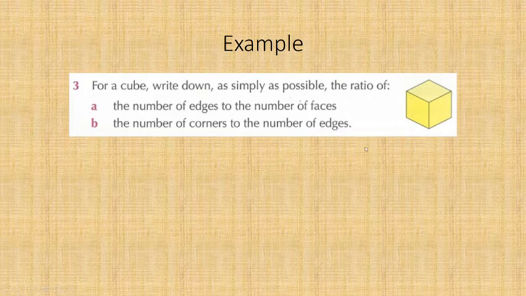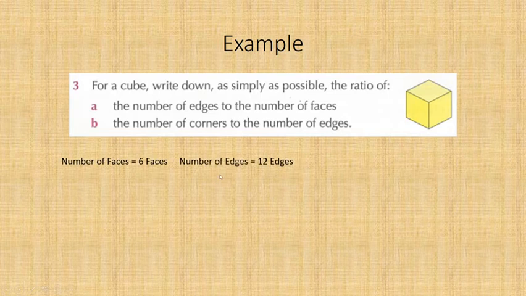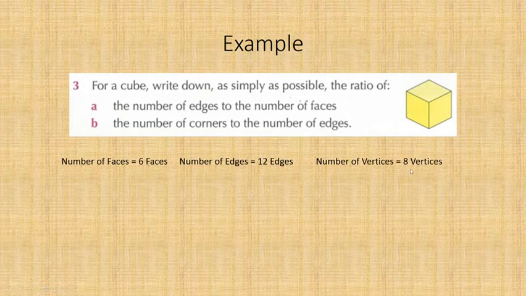So first I need to remember everything about the cube. How many faces does it have? How many edges does it have? And how many vertices or corners does it have? The number of faces, I'm sorry, it's 6 faces, 6 square faces. So what about the number of edges? 12 edges. So there are 12 edges for a cube. And the number of vertices is going to be 8 vertices or 8 corners.